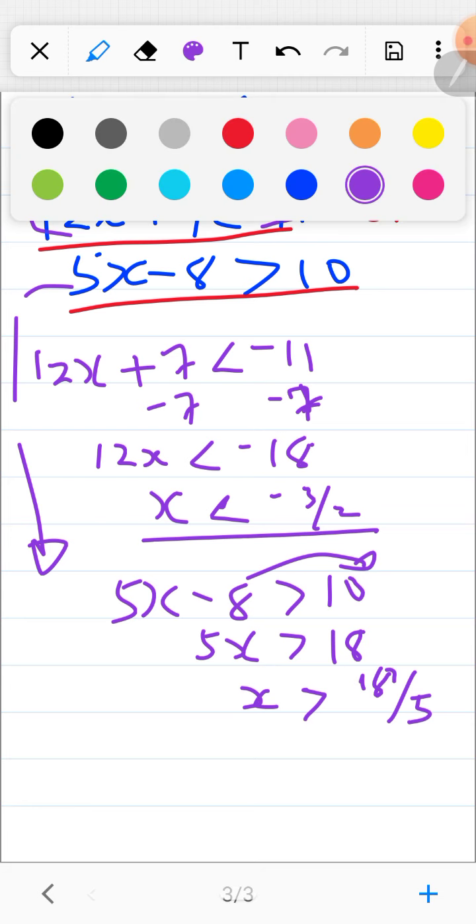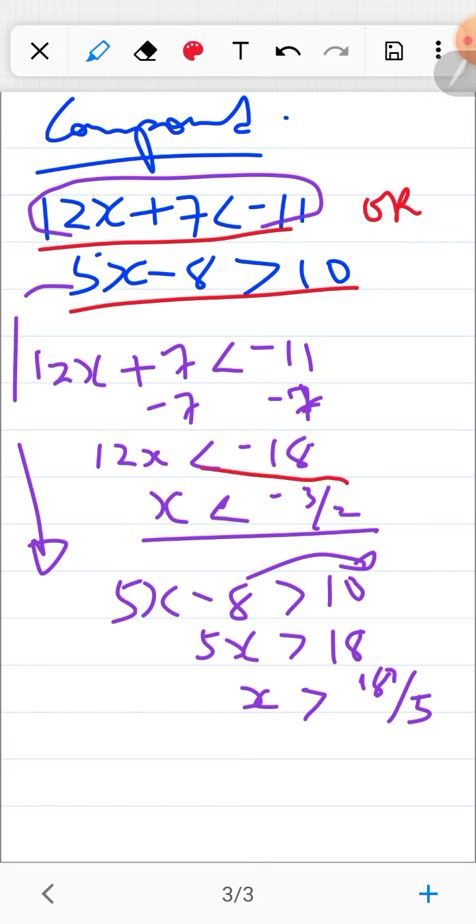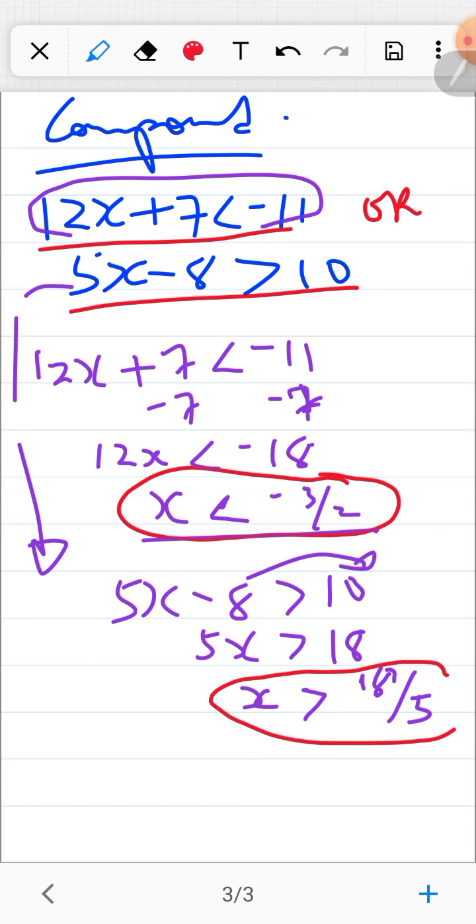Let's first analyze this one clearly. This x value, whatever the solution is, is less than negative 3/2, right? But it is also greater than 18/15. Now negative 3/2 is the same as negative 1.5, and 18/15 is the same as, I think, 3.6. So it's telling us that this x value is less than negative 3/2. It's less than negative 1.5.